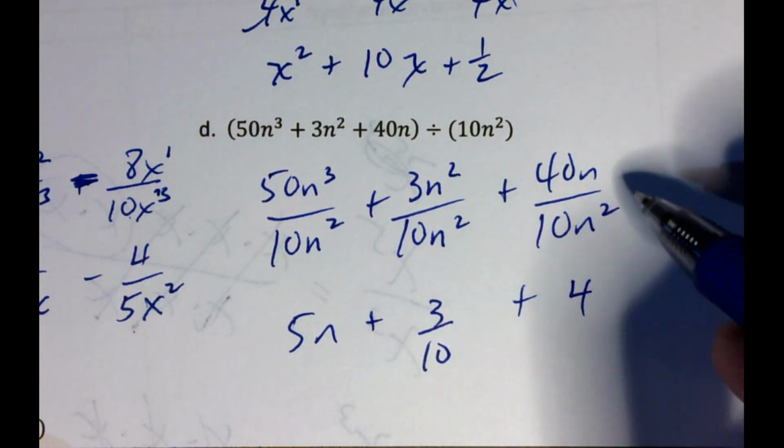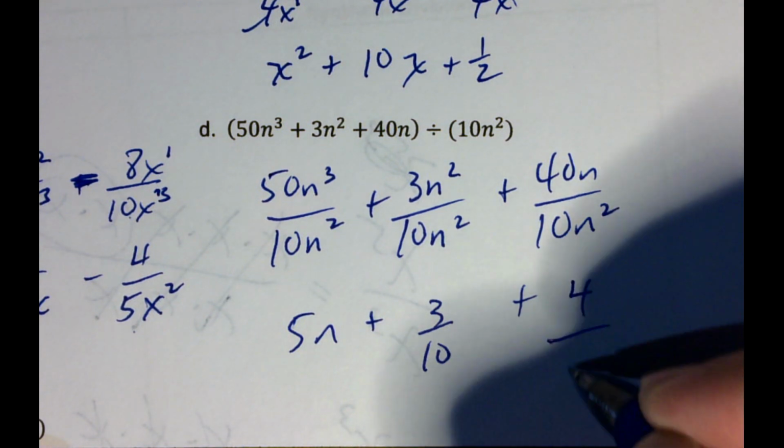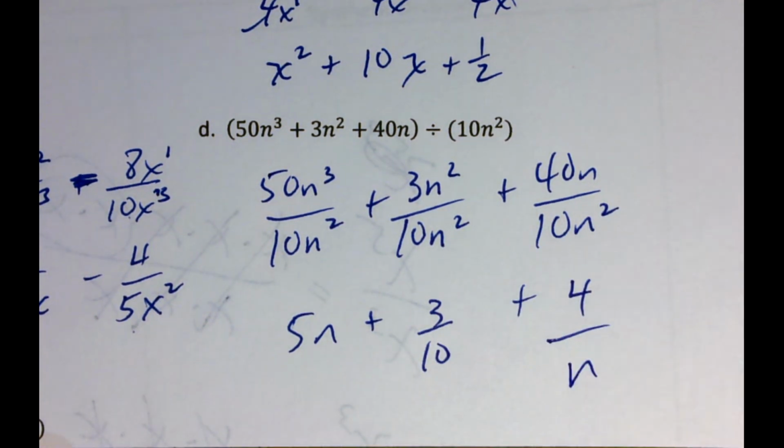I've got n over n squared, but the bigger exponent is in the denominator, so I put it in the denominator. So it's n to the 1, or we don't write the 1.